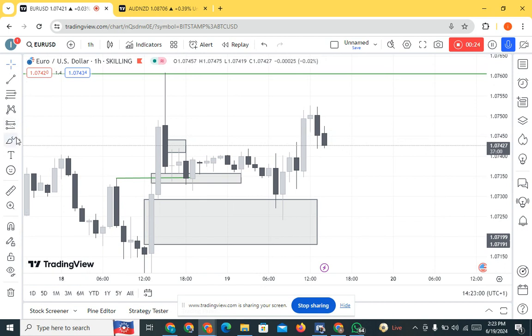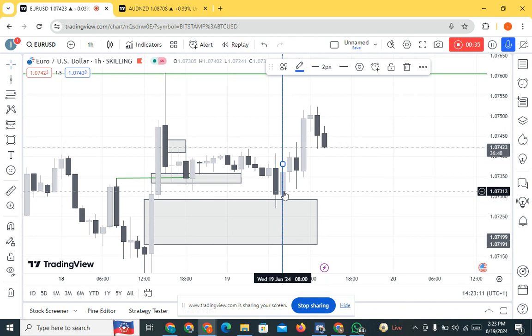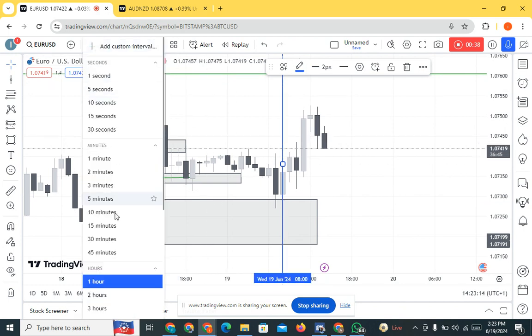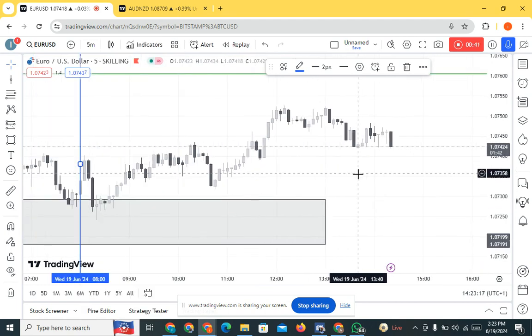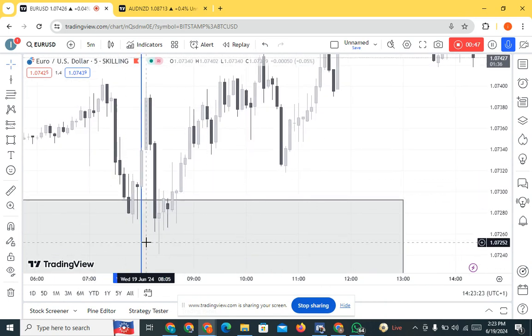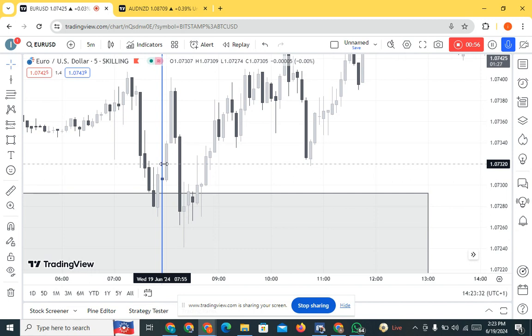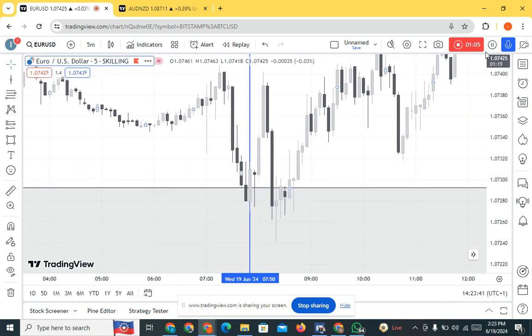So at this moment, when price came into this fair value gap right here, after this push to the upside, that was 8 a.m., we could go down to our 5 minutes time frame and look for an entry. Our entry model is fair value gaps going in and fair value gaps going out. So this is 750. So we would have gone down to our lower time frame and looked for our entry right here.